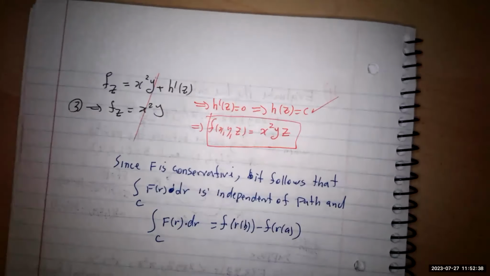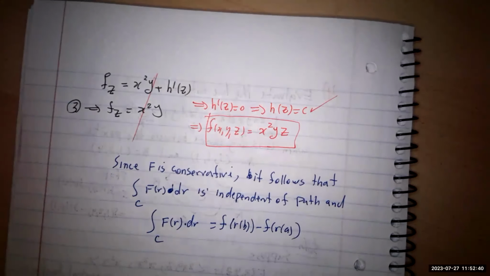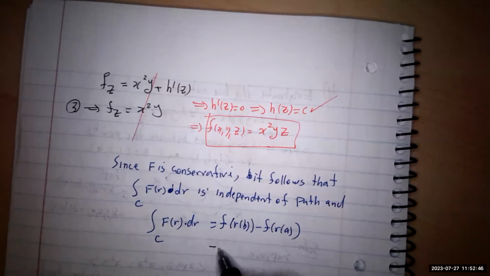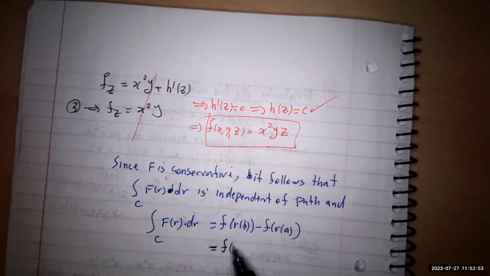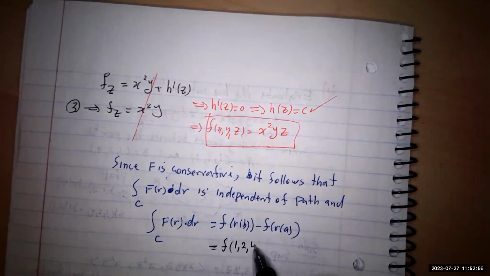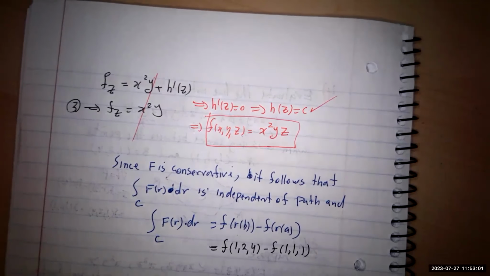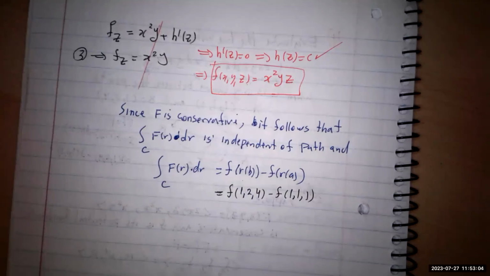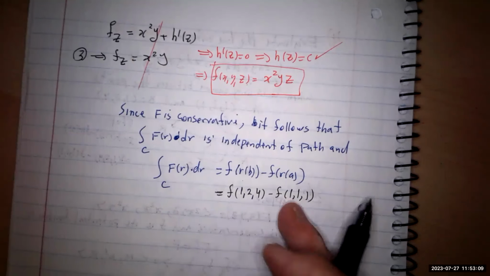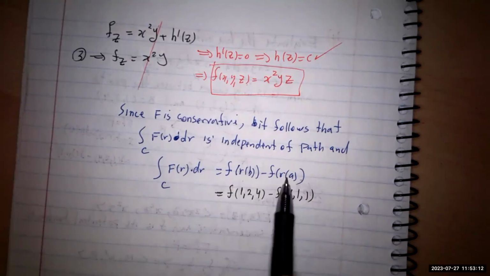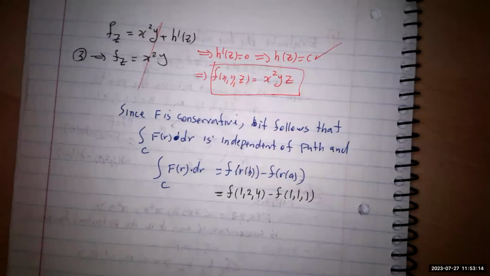But as I told you, it's free. So I pick one. C is going to be a straight line. When it's going to be a straight line, then r of b is going to be simply the value of the function at the endpoint. So the endpoint is (1, 2, 4), and the initial point is (1, 1, 1). I explained that I can pick any C I like. So I pick a C that's going to be a straight line, just a linear line, if you like.